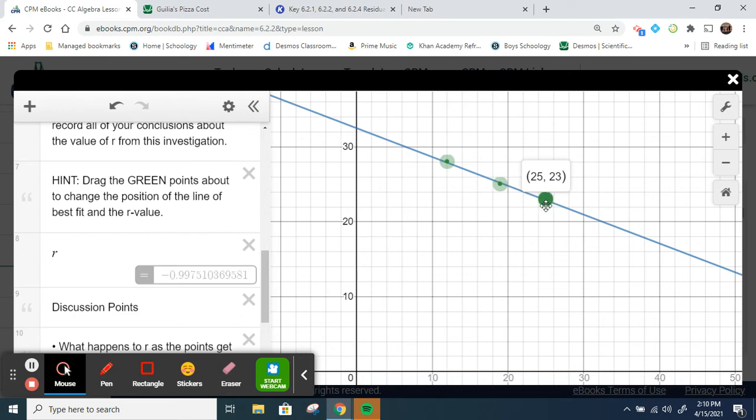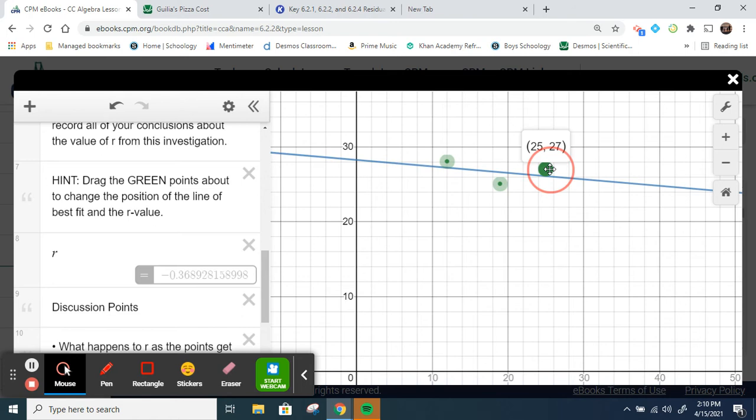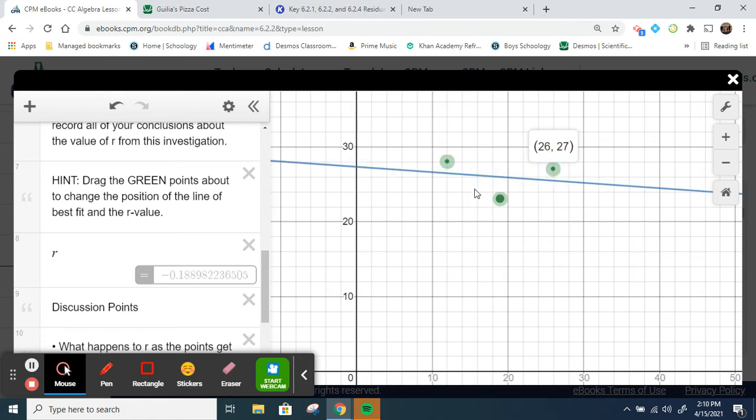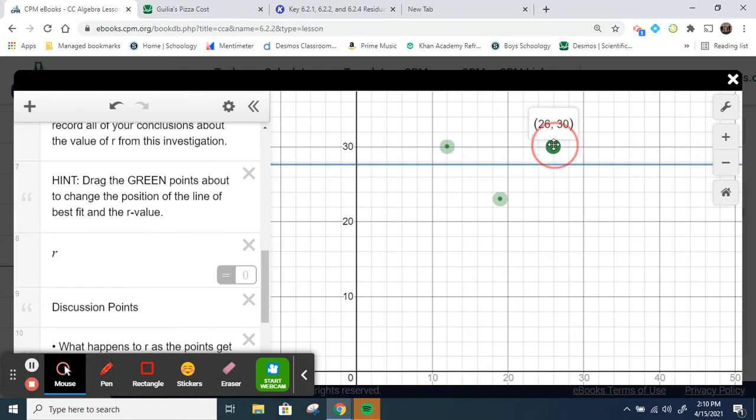And then it asks, well, can R be 0? Let's see if I can move these off and get a 0 here. Oh, there we go, a 0. You see, they're not on a line at all. So if you have a 0, that means your points are all just scattered around.